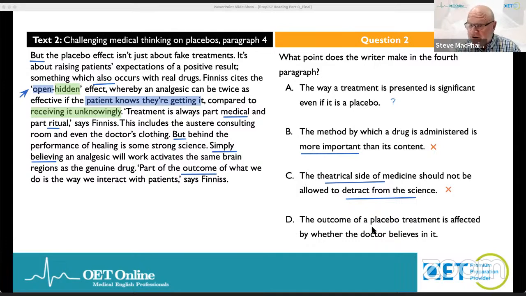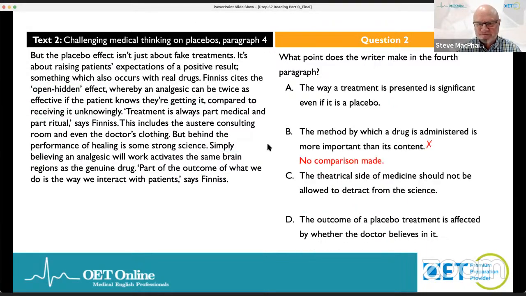D, the outcome of a placebo treatment is affected by whether the doctor believes in it. Have we spoken about a belief, everyone? Well, they say part of the outcome of what we do is the way we interact, but do we have a synonym for belief? Doesn't really mention that, does it? So now we've got to come back to where we think the answer is. And we can rule out these.